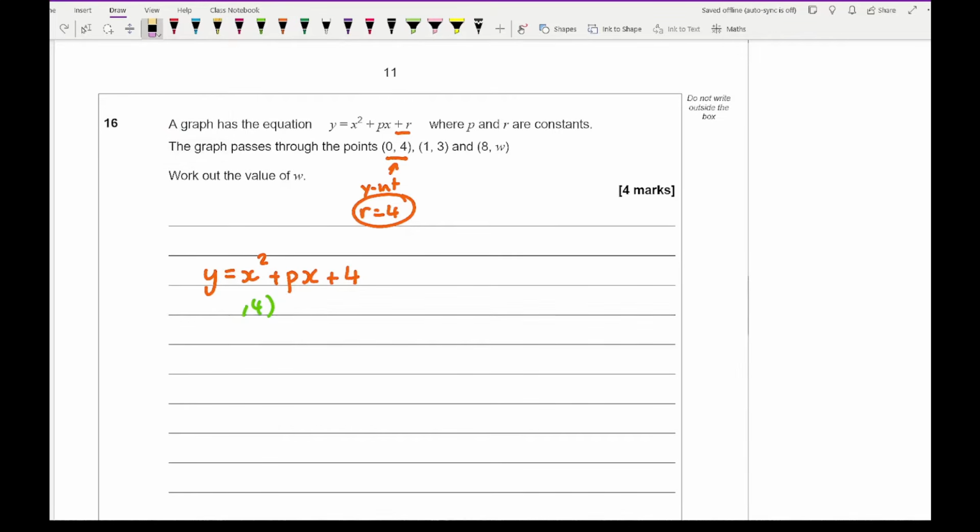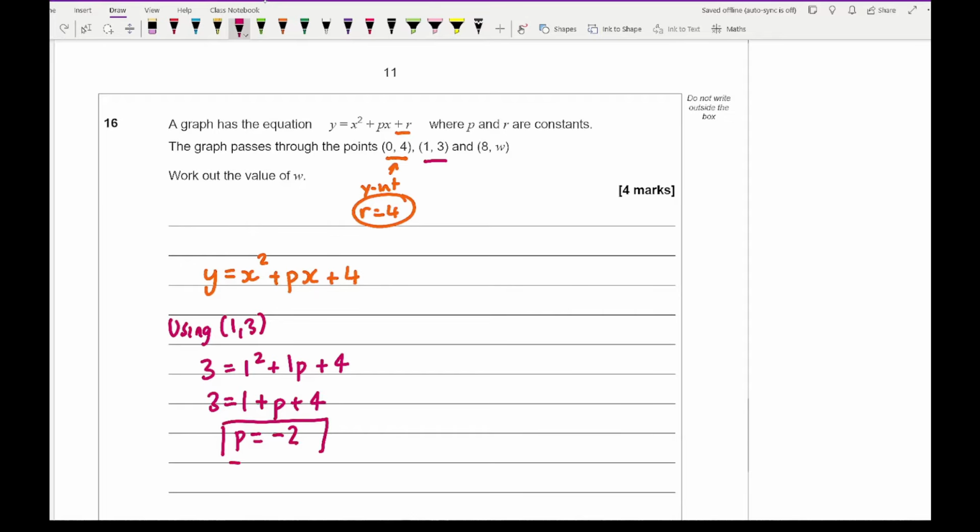So then if I use this coordinate here, using (1, 3), then I get 3 equals 1 squared plus 1p plus 4. Then simplifying all of that, I get that p is going to equal minus 2. So then the equation of the line becomes y equals x squared minus 2x plus 4.